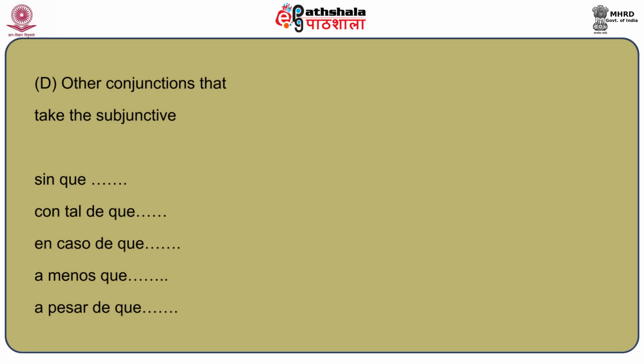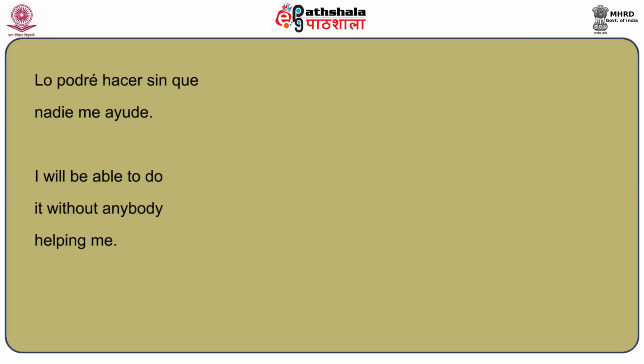Other conjunctions that take the subjunctive are sin que, con tal de que, en caso de que, a menos que, a pesar de que. Lo podré hacer sin que nadie me ayude. I will be able to do it without anybody helping me. Mi padre me comprará una nueva moto con tal de que saque buenas notas. My father will buy me a new bike provided that I score good grades.